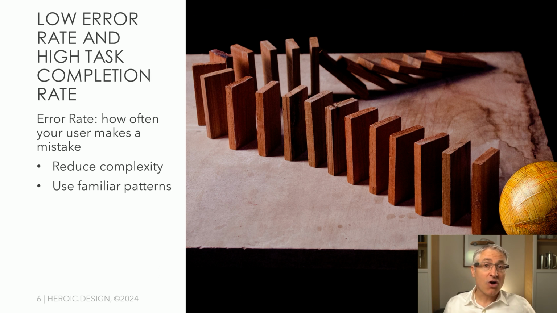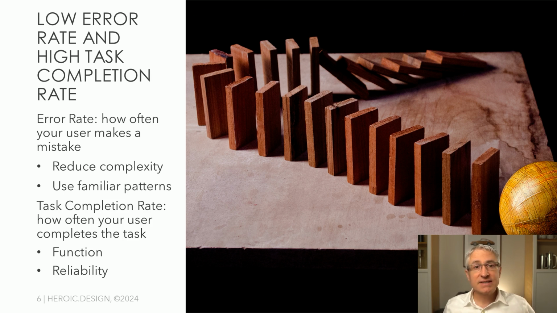The last two criteria are low error rate and high task completion rate. Error rate tells you how often your user makes a mistake. A high error rate is likely a process complexity problem. If your process is as simple as possible, consider writing the steps on the design so your users don't have to refer to the manual. You can also simplify your user interface to remove confusion. Don't make users jump from one end of the design to the other end to complete a task. Also use familiar design patterns. For example, applications have the home button top left and the off button top right.